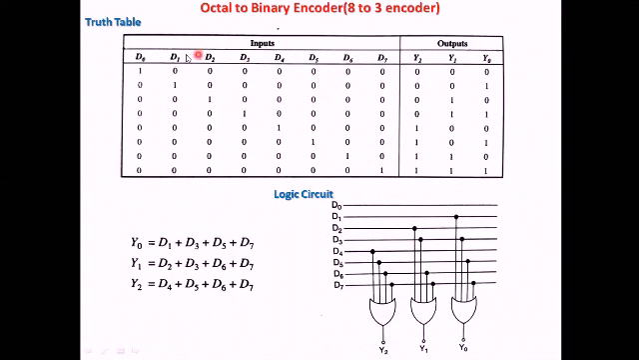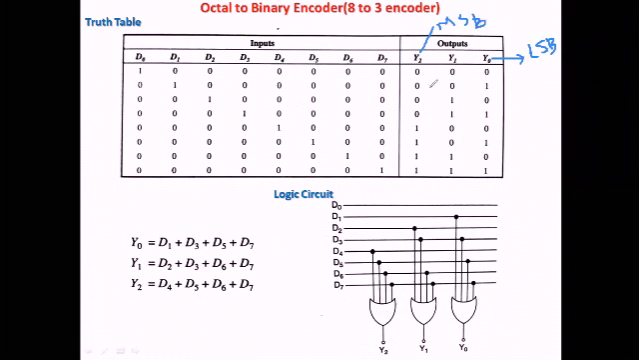Now you can see that this truth table consists of D0, D1, D2, D3, D4, D5, D6 and D7. All these are the input lines and these are the outputs, Y2, Y1 and Y0. Here Y0, let me draw it for you, is the LSB. What is the full form of LSB? Least significant bit. And Y2 is the MSB, that is the most significant bit.